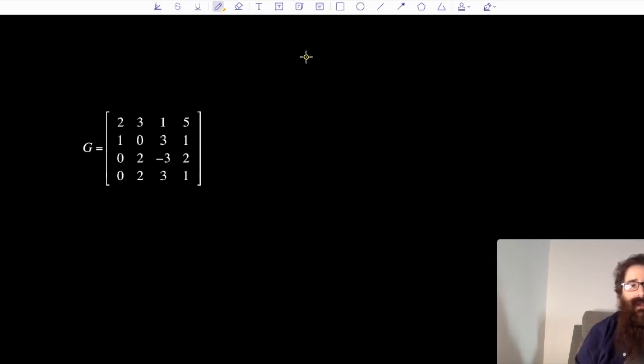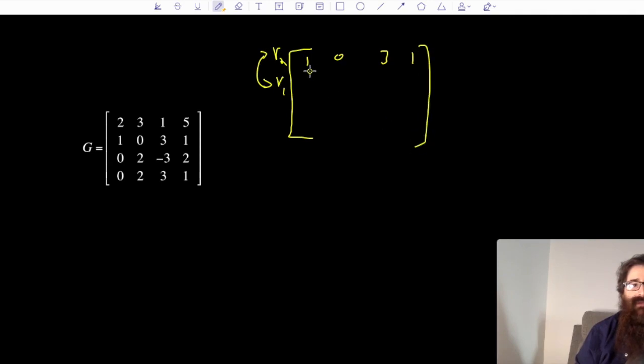Now, what do I want to do here? I want to maybe swap around some rows. I'm going to switch rows 1 and 2. Put row 2 on top, row 1 next. So that means my top row is 1, 0, 3, 1. I want to do that because I have this leading 1. And then row 2 is going to be my former row 1. That's 2, 3, 1, 5. And then I'm just going to leave those other rows alone. Just rewrite them.